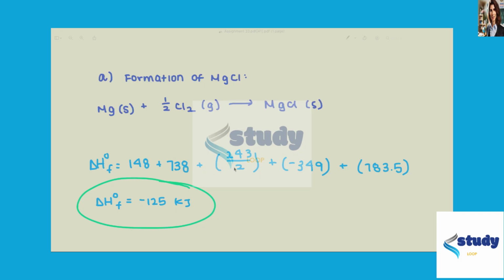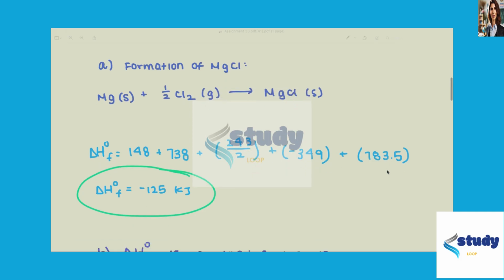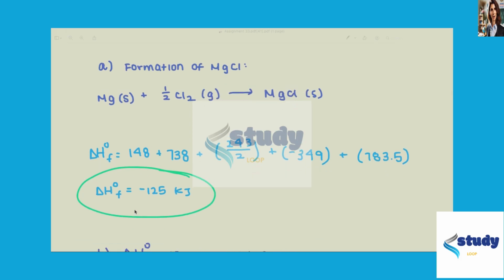and these are all values that are tabulated, so I didn't have to do any calculations for them, they're just known. So we would get 148 plus 738 plus 243 divided by 2 plus negative 349 plus 783.5. And when we get the enthalpy of formation, we'll get that our enthalpy is negative 125 kilojoules.